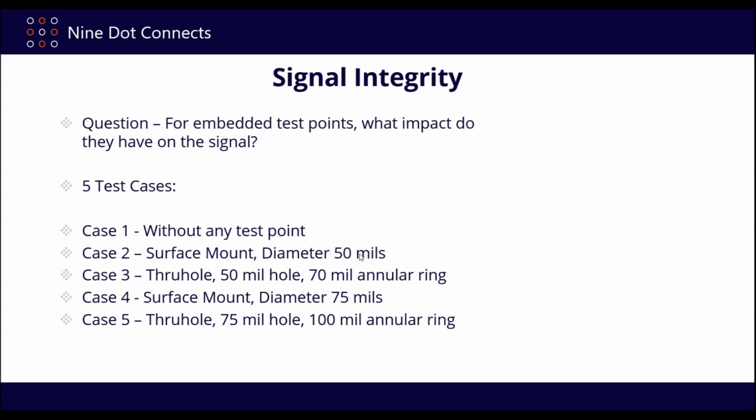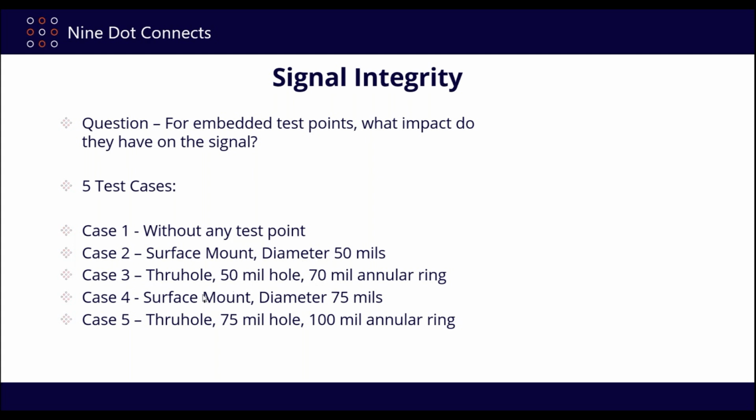So this is much bigger than the one I just showed you. Case 3 was a through hole, 50 mil, 70 mil annular ring. This is what we thought people would be able to use as a minimum. They wanted to actually have the scope probe stick into the board itself.